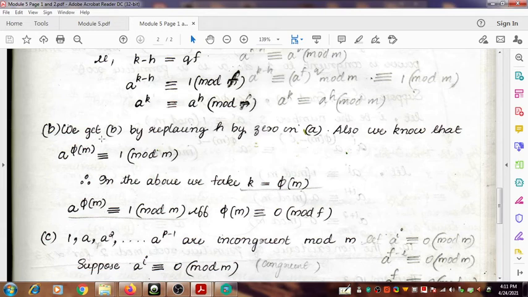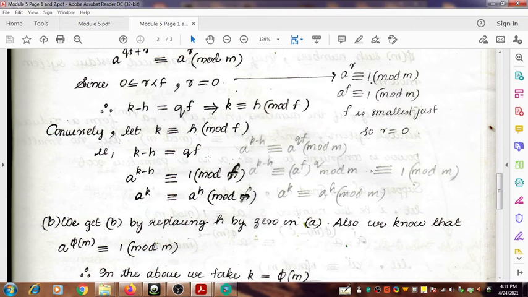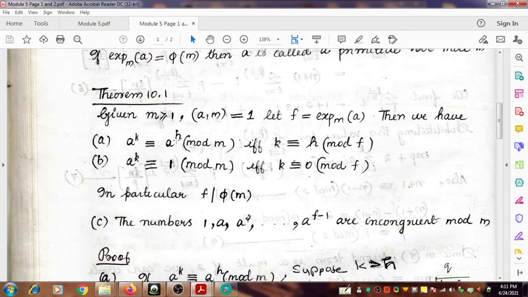You can easily establish b by replacing h in the a part, in the result a. You can see an h is used there, and that h can be replaced by 0. See, in this expression here, if you take h equal to 0, you get that. You can easily establish the second result, result b. Statement b can easily be established.